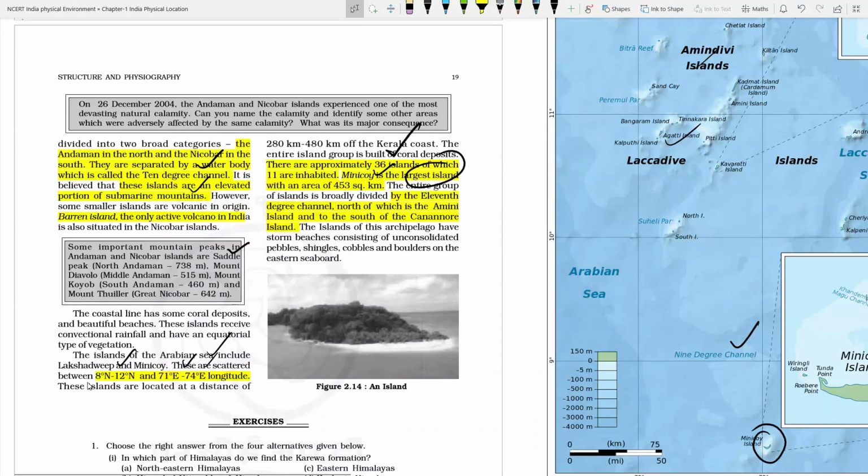It is not very far from Kerala, roughly 280 to 480 kilometers. It is a very beautiful place, even more beautiful than Mauritius and the Maldives area.